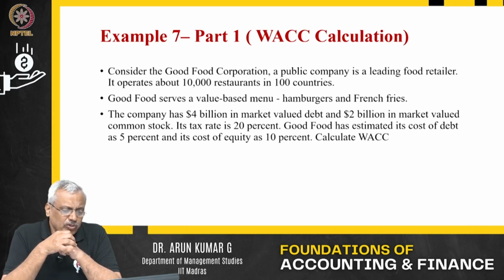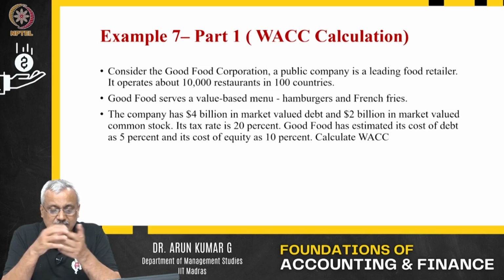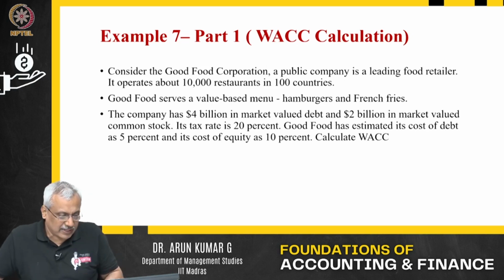Now consider the Good Food Corporation, a public company, a leading food retailer. It operates about 10,000 restaurants in 100 countries. Good Food serves a value-based menu, hamburgers and french fries. The company has 4 billion in market value debt and 2 billion in market valued common stock. The tax rate is 20%. Good Food has estimated that the cost of debt is 5% and the cost of equity is 10%. What is WACC?